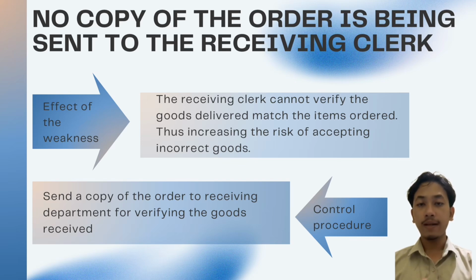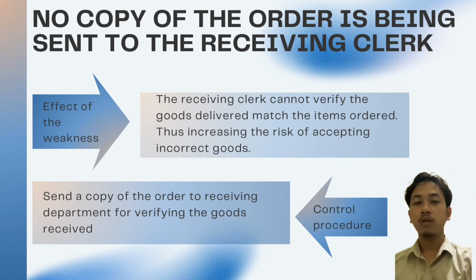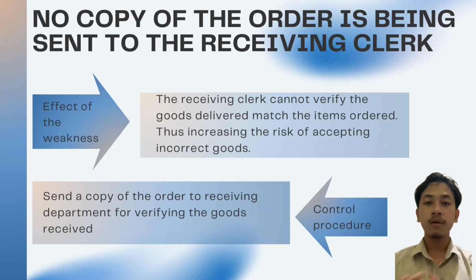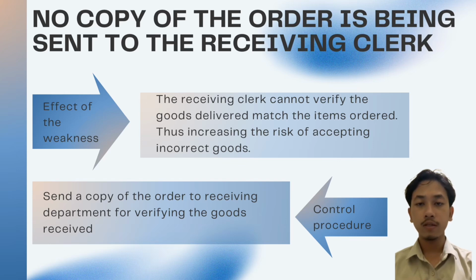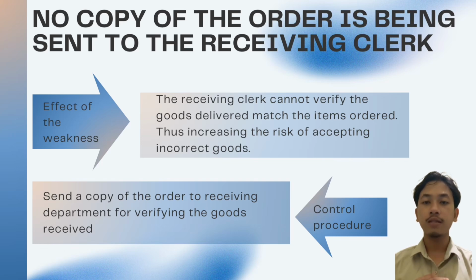So what is the effect of weakness for this issue? So the weakness is the receiving clerk cannot verify the goods delivered to match the item ordered. It is because there was no copy of the order, thus increasing the risk of accepting incorrect goods.